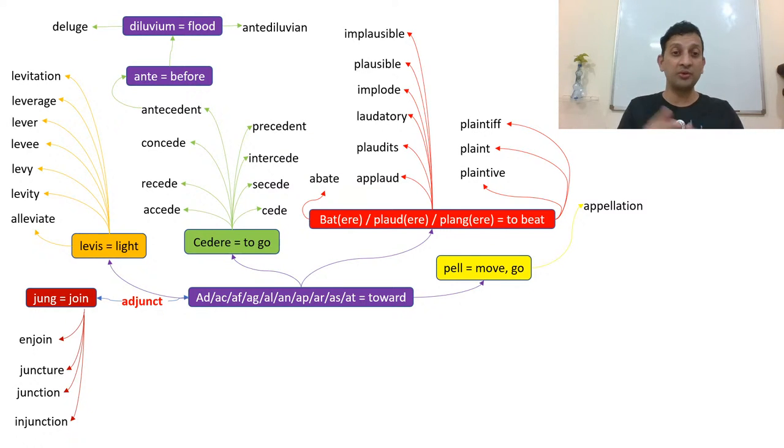How does this link with move or go? The guy goes by this name. He moves when you call him by this word. That's why it's called an appellation. Slightly, I understand, slightly stretched meaning, but then that's how these roots sometimes work out to be.